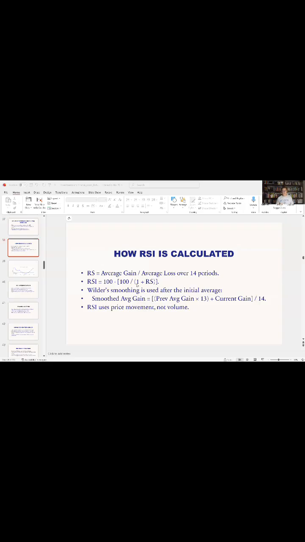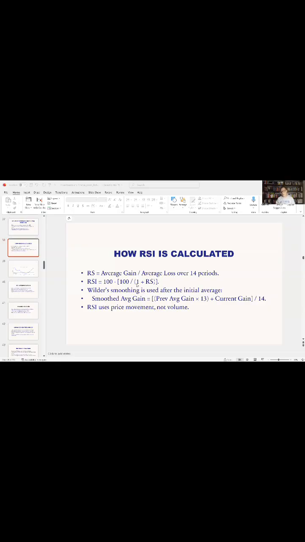Here's the calculation for it. Again, it's not very hard. It's very simple. It's based on the average gain. So if I'm looking at a 14 period look back, I'm going to calculate the average gain, calculate the average loss, and divide the average gain by the average loss. That gives me the RS. I take the RS and plug it into this equation that you see: 100 minus 100 over 1 plus RS. That will give me the RSI, and it's going to be between 0 and 100.